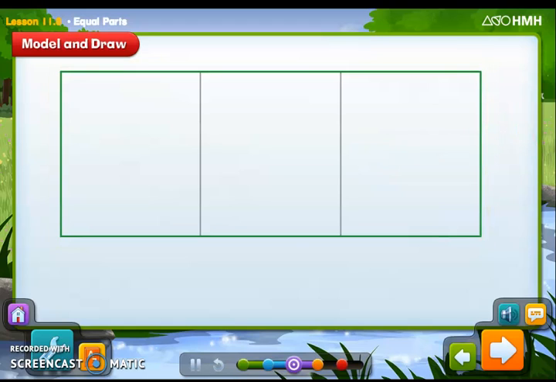Drawing two lines like this divides the rectangle into 3 equal parts. Each part is a third. When there's more than one, they're called thirds. Now count the number of thirds.